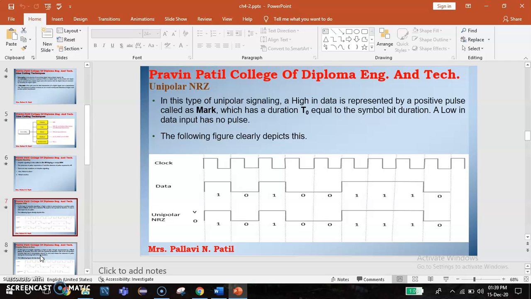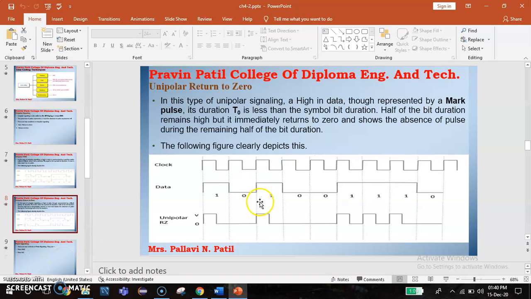NRZ is non-return to zero. In this type of unipolar, high data is represented by a positive pulse called a mark, which has a duration T0 equal to the symbol bit duration, while low data input has no pulse. The following figure clearly shows what NRZ is. In this type, high data is represented as a positive pulse called a mark, which has duration T0 equal to the symbol duration. Low data input has no pulse. That is NRZ.